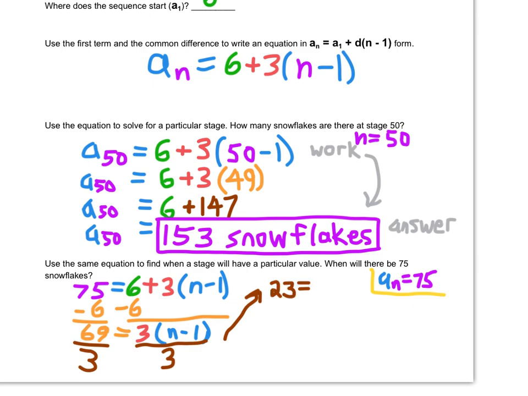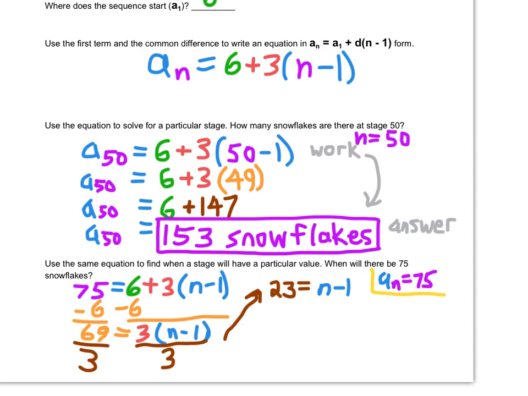23 on the left. On the right, 3 divided by 3 is 1, so all we're left with is the n minus 1 part. Again, we found 3 times what is 69? 3 times 23 is 69. So this part, the parentheses part, has to be a total of 23. And now the last part is n minus 1 is equal to 23.